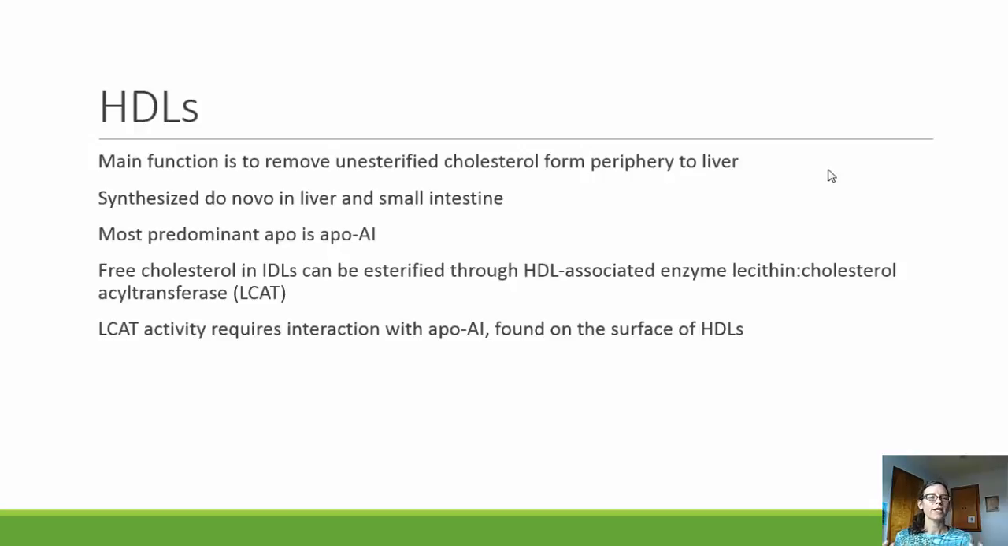So HDL is synthesized in the liver and the small intestine. Its most predominant apolipoprotein is ApoA1. And again, we'll talk more about LCAT next week when we talk about cholesterol transport specifically. But free cholesterol in IDLs that are moving throughout our body can then be esterified through this enzyme called LCAT that's associated with HDL. And HDL requires the interaction of this ApoA1 that we find on the surface of HDL.